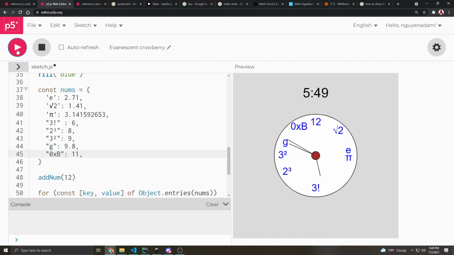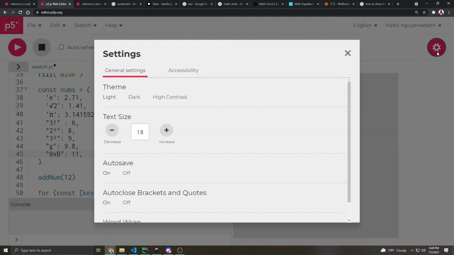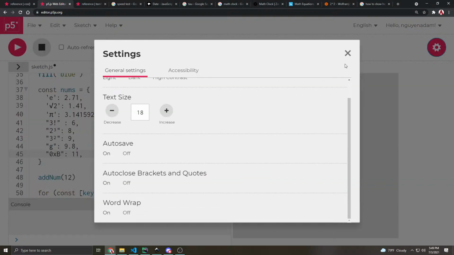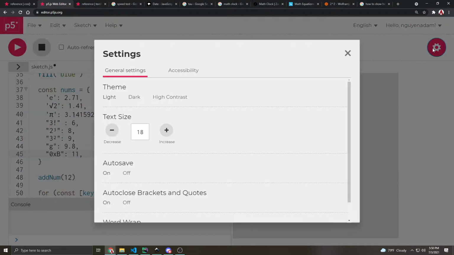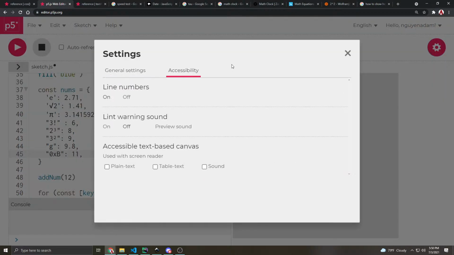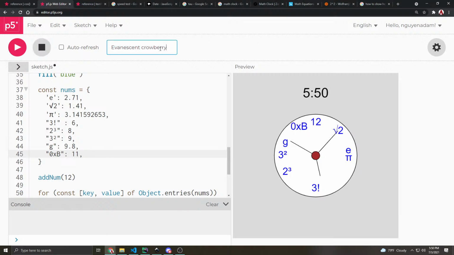We got our clock. It looks a little empty in places. Maybe I'll go ahead and share this with people. How does one share? I have no idea. Also, what library is this again? This is the p5.js stuff.